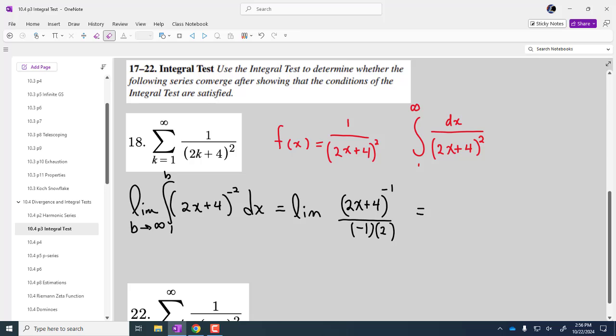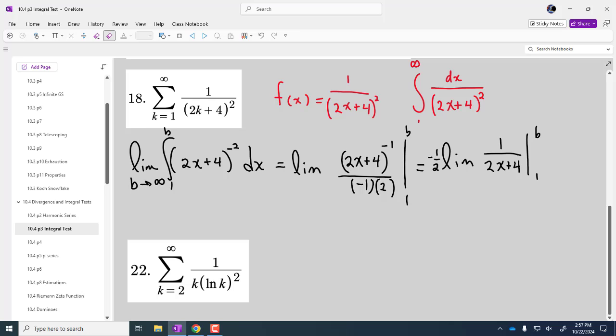Everyone agree with that? So add 1 to the exponent, divide by the new exponent, take the derivative of the base, and divide by the derivative of the base also. So we are going to have a limit of -1/2. I'm going to pull that all the way out to the front, -1/2. And this should have a 1 to b still. So this is 1 to b.